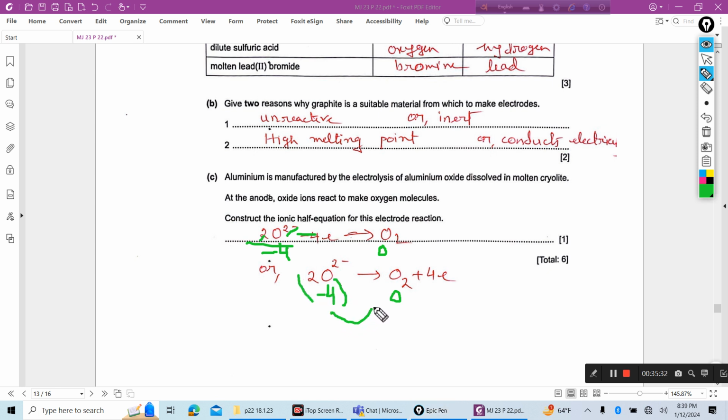So minus 4 to 0, the oxide ion has to lose 4 electrons. And minus 4 on the left hand side, or you can write 4 electrons on the right hand side. When oxidized, losing electrons, you can write minus on the left hand side or plus on the right side.